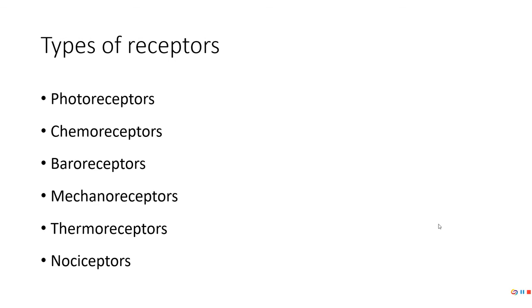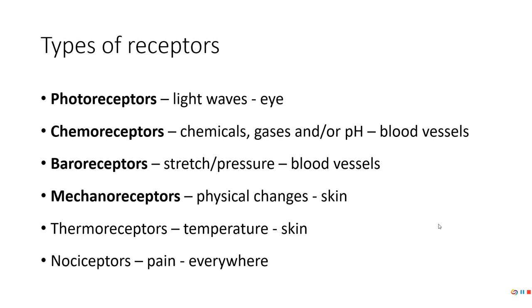Okay, so there are many different types of receptors, and we're going to focus on 6 of them. So we've got photo, chemo, baro, mechano, thermo, and nociceptors. So what do they sense? Photoreceptors sense light in your eye. Chemoreceptors sense chemicals, gases, or pH. And really, pH is just hydrogen ions, so an example of that would be in your bloodstream. Baroreceptors sense stretch or pressure, and again, that's in your bloodstream, in your blood vessels.